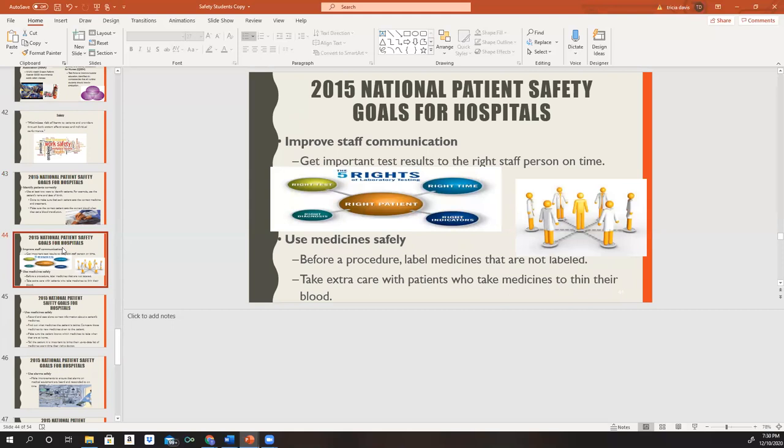Another goal is to improve staff communication, so get important test results to the right staff person on time. Use medicine safely, so before a procedure, label your medications that are not labeled. Take extra care with patients who take medicines to thin their blood. If their blood is thin, you're not going to want to use a razor to shave their face. You're going to want to use the electric razor. If they're a high fall risk, be extra attentive, because if their blood's thin and they have a fall, they could have a brain hemorrhage and bleed out. We don't want that to happen.